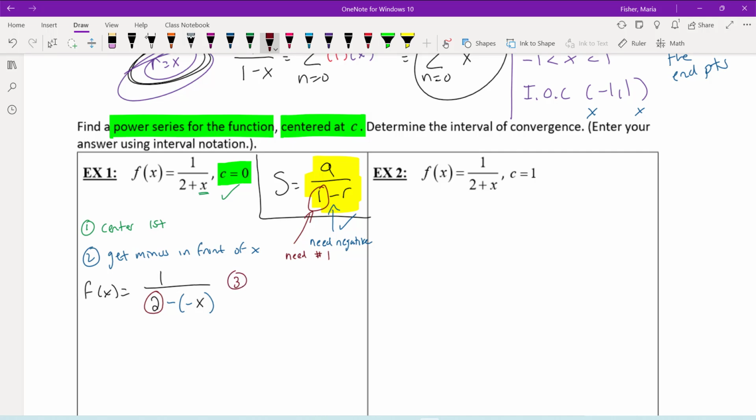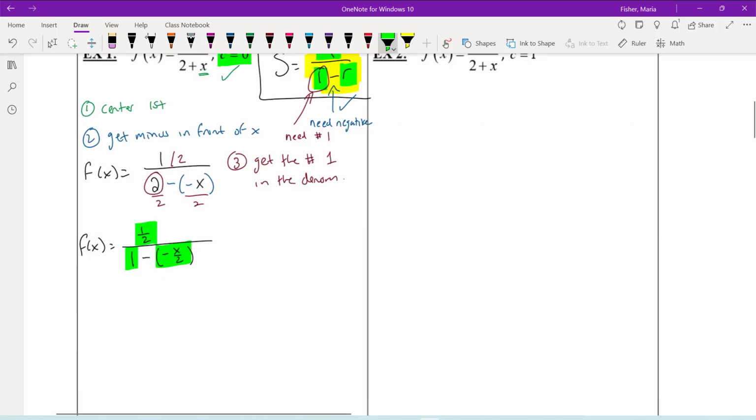So the third step is to get the number 1 in the denominator. If I divide everything by 2, I end up with f of x is equal to 1/2 over 2 over 2, which is a 1, and then minus negative x over 2. Now I am in the correct format, a over 1 minus r. In this particular example, I know that my a is equal to 1/2 and that my r is equal to negative x over 2.